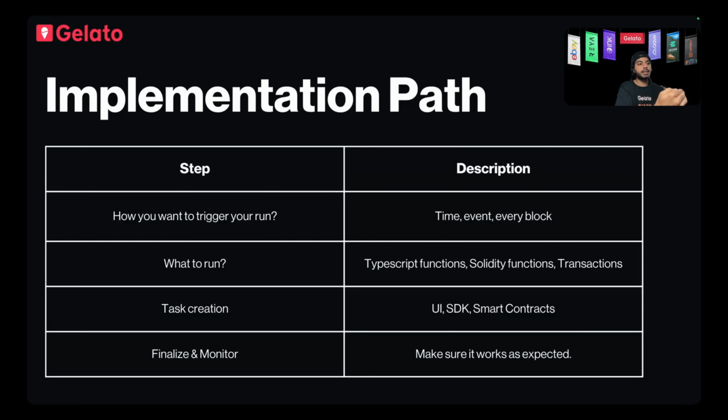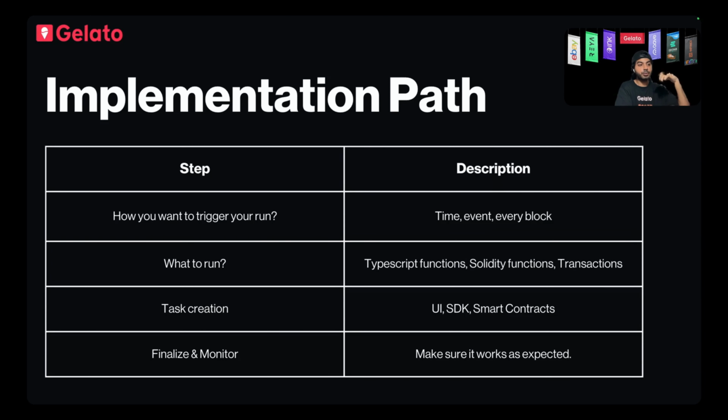Basically, the next step would be to decide what to run, right? You can have TypeScript functions, Solidity functions, and transactions. As I mentioned, you can mix and match these. So for every block, you can trigger a TypeScript function, and for every time interval, you can trigger a Solidity function. So basically, there are all sorts of combinations. You can choose any.